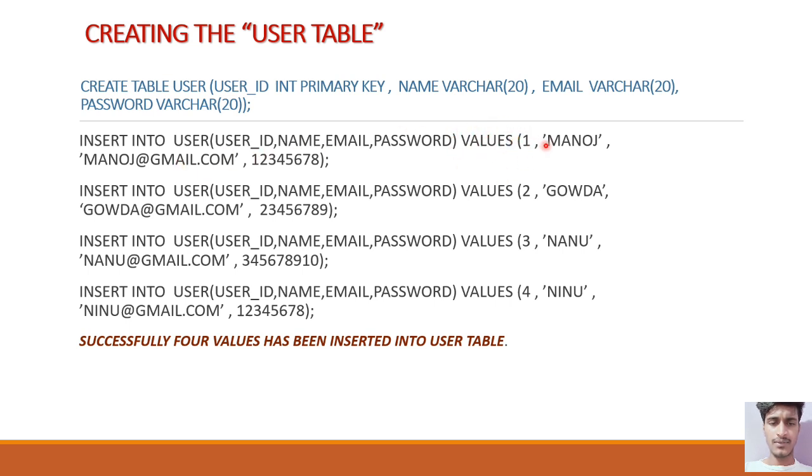For this user table, based on the column names, we are assigning the values here. So here I declared user ID, and for this user ID I declared 1. Next name, for that I used Manoj. Next email ID manoj@gmail.com. Next password. See, this is about creating the table and inserting values. In this I have inserted 4 values for the user table.